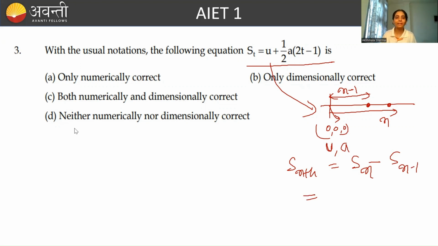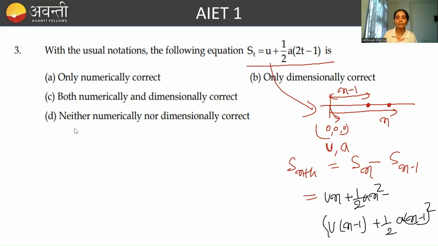So distance covered in n second, what formula you will be using? un ut plus half a t square minus, again, same formula for n minus 1 second. So u(n minus 1) plus half a (n minus 1) square. If you're going to subtract these two, you will get the above equation, right? You will get the above equation. So this is numerically correct.